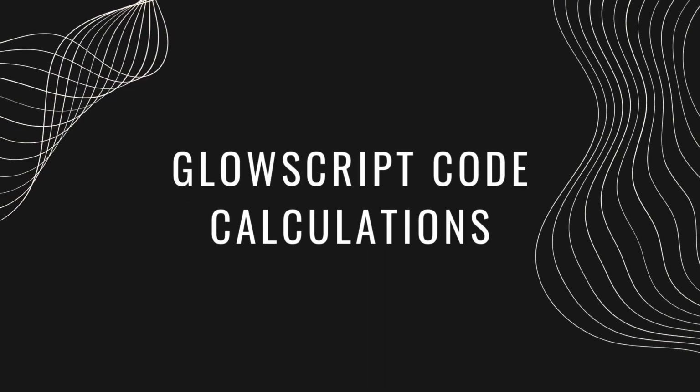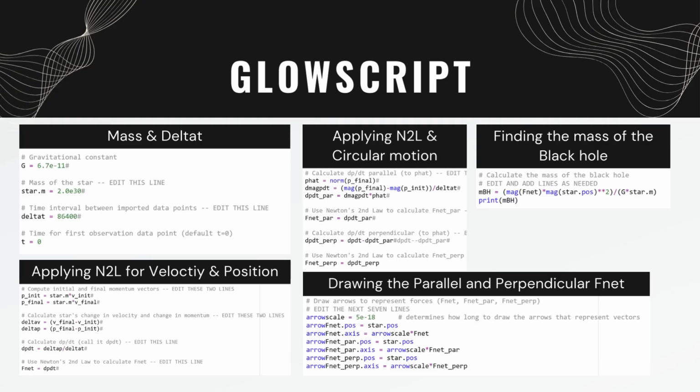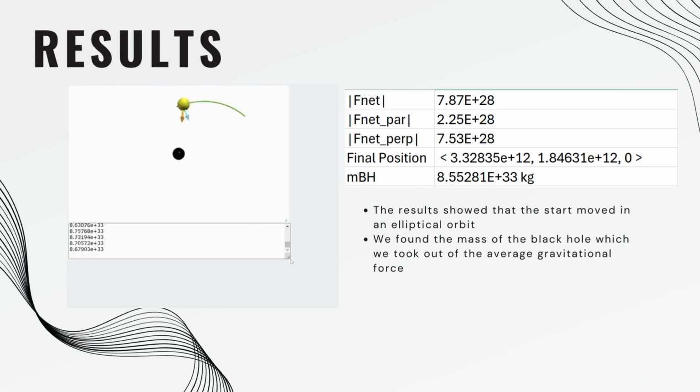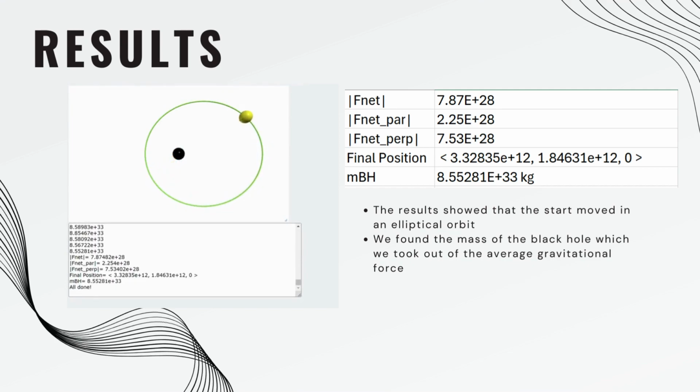For my GlowScript calculations, I first inputted the mass of the star and the delta t. Then I applied Newton's second law to get the velocity and position update formulas. I then applied Newton's second law combined with circular motion to find F net perpendicular and F net parallel. Taking the average of the F nets gave me an average of the gravitational force due to the black hole, and I then calculated the mass of the black hole. The results show me that the star has an elliptical orbit and that the black hole has a mass of 8.5 times 10 to the 33 kilograms.